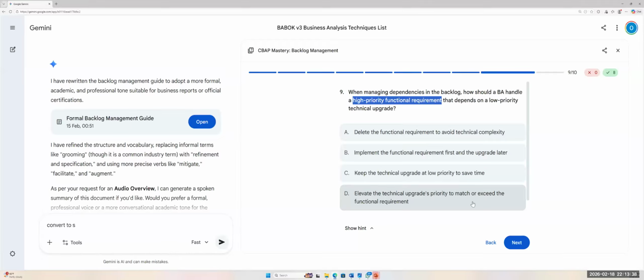I'm just curious, how are you going to do that with your stakeholder? We're going to work with you. What technique do you want to use to upgrade that priority?